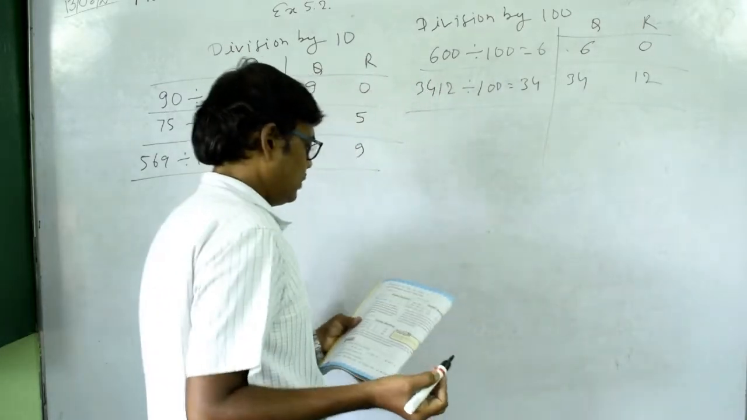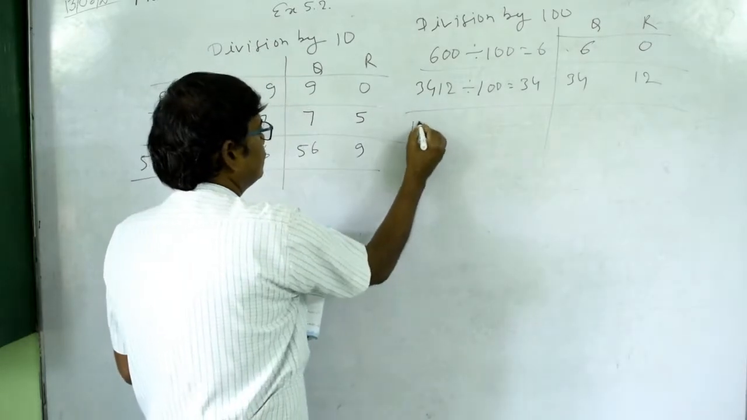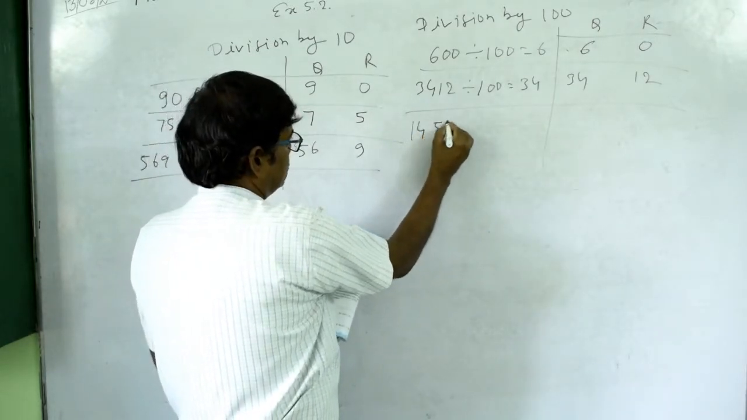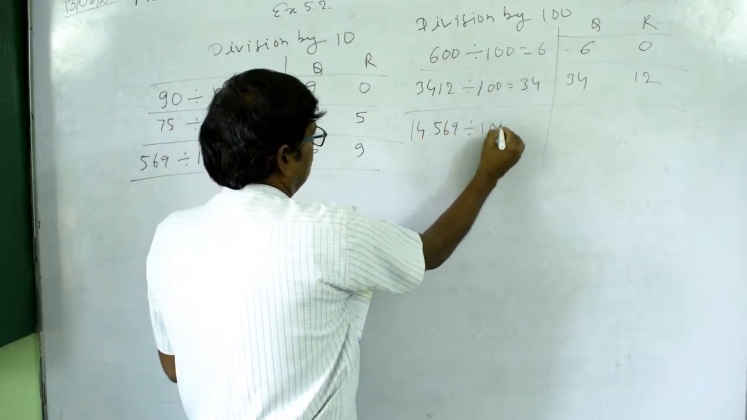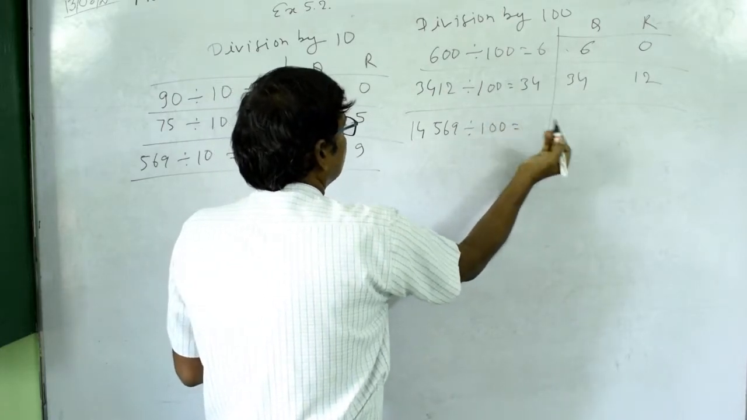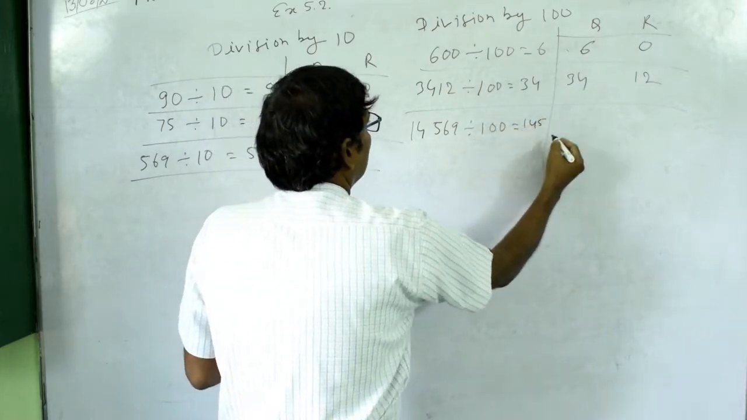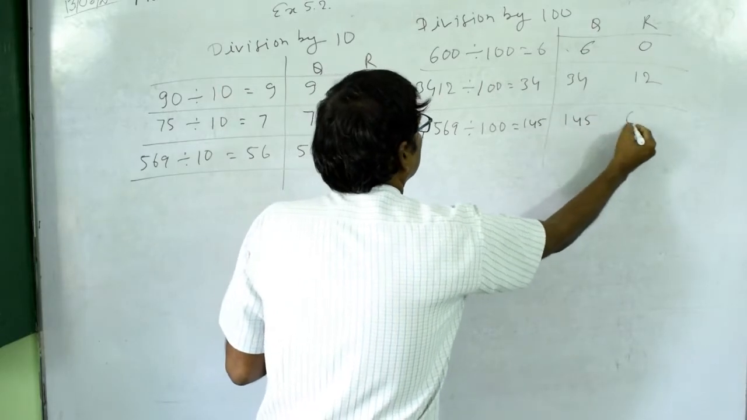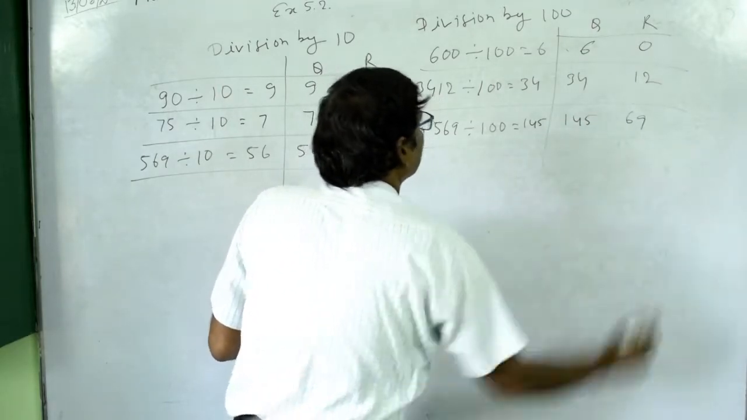The third number is 14,569 divided by 100 equal to 145, and here 69. Okay, see.